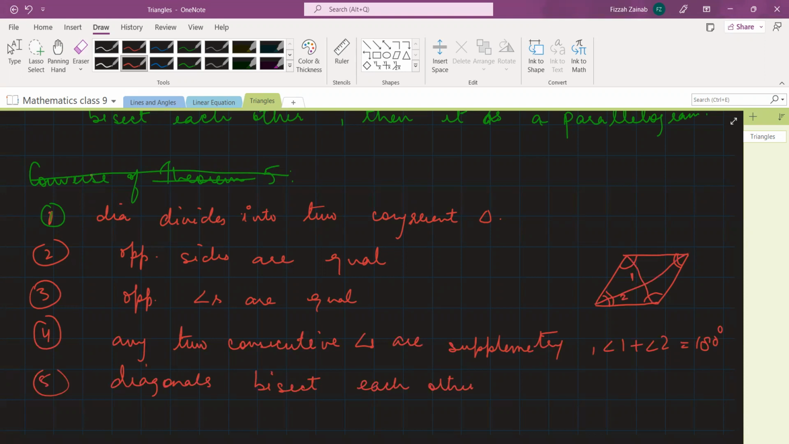Is that clear? I mean, this is very common, that opposite angles are equal, opposite sides are equal. This you can remember. And this is also important, that the diagonals bisect each other. Is that okay?